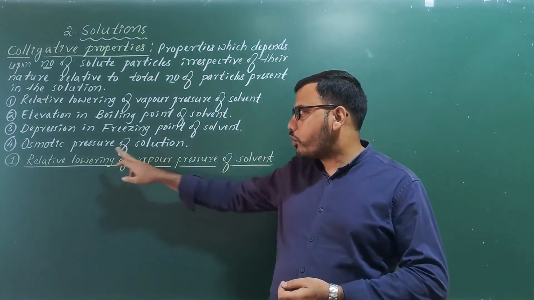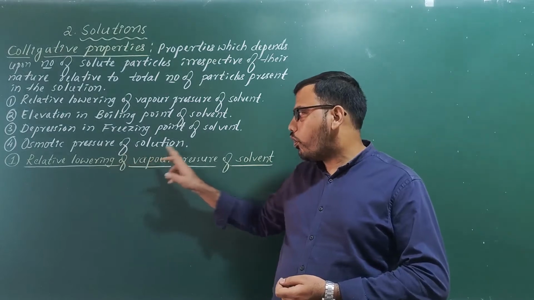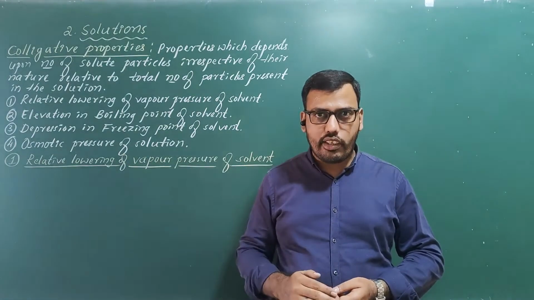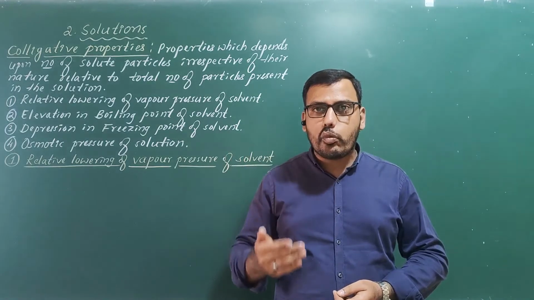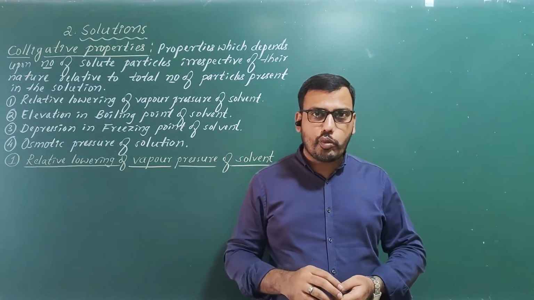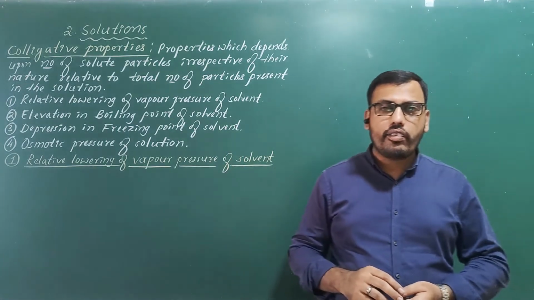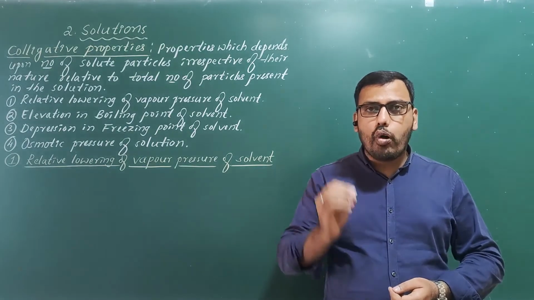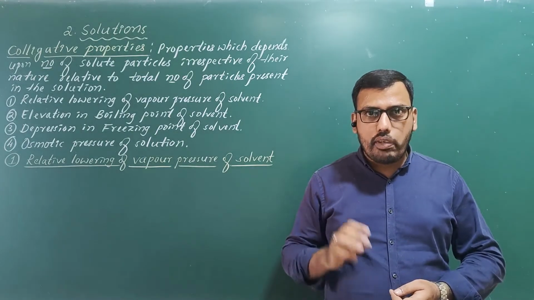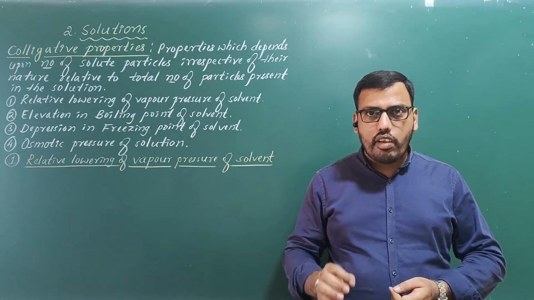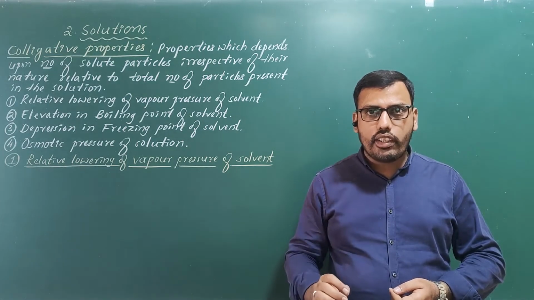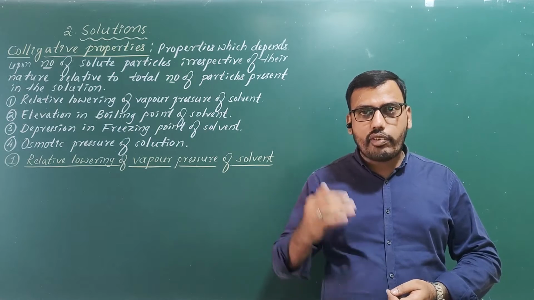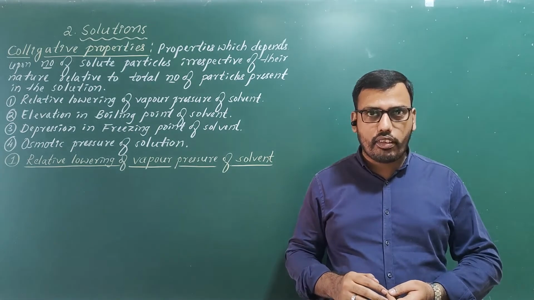Now we are going to learn about relative lowering of vapor pressure. Here vapor pressure is going to lower, to decrease. Students, remember, pure solvent has more vapor pressure, because in pure solvent we have only solvent molecules and the escaping tendency of solvent molecules is high. That's why its vapor pressure is also high.